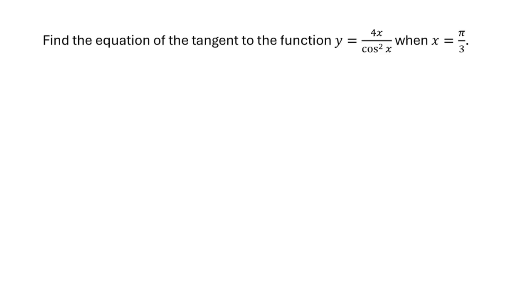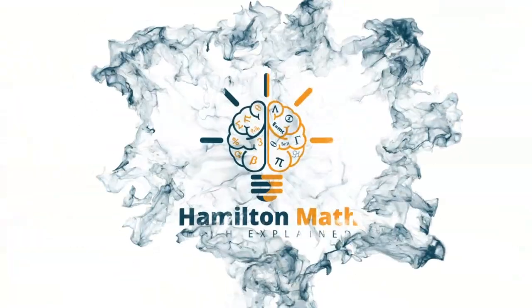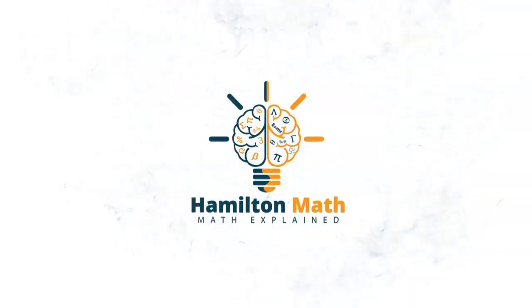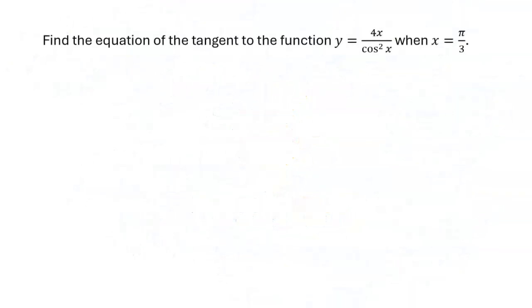This is a very important foundational calculus question in any calculus class. It says this: find the equation of the tangent to the function y equals 4x over cos squared x when x equals pi over 3. Let's look at the steps.